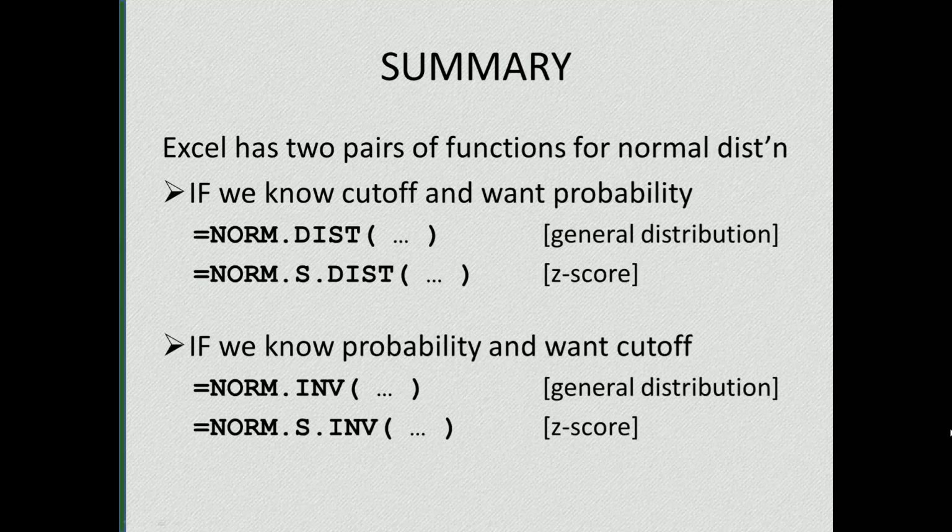In summary, we've noted two sorts of normal distribution problems, each of which has a pair of functions associated with it. If we know the cutoff score and want a probability, we will use the dist versions of the functions, either regular or standardized. If we know the probability and are looking for the associated cutoff score, we will use the inverse versions of the functions, either regular or standardized.